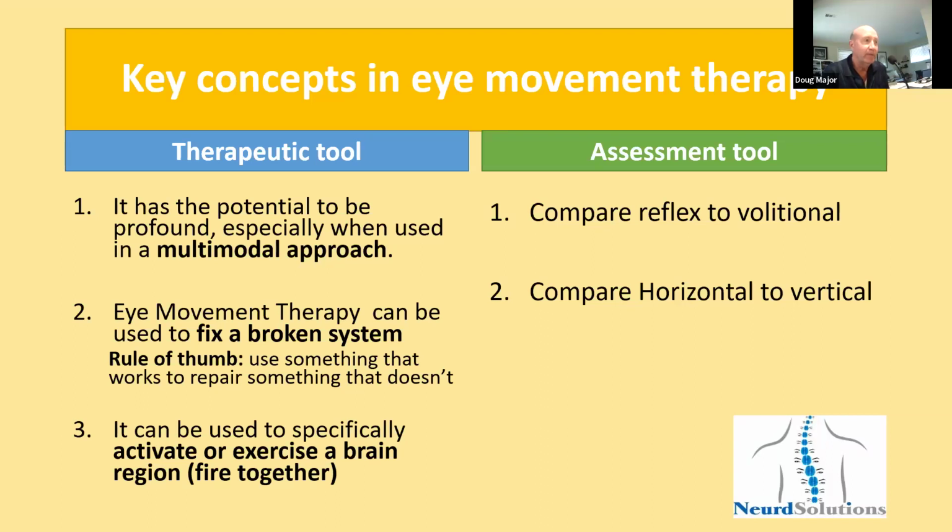When we have an eye movement that's broken, when you have a system that's broken, we need to repair it with something that's not broken. We'll be talking about that more specifically. And that can be used specifically to activate or exercise the region of the brain that we want to stimulate, the fire together, wire together. With assessment tools, we have to look at the reflex portion versus the volitional and compare the horizontal to the vertical, as you understand now the vertical components of the cerebellar inputs.